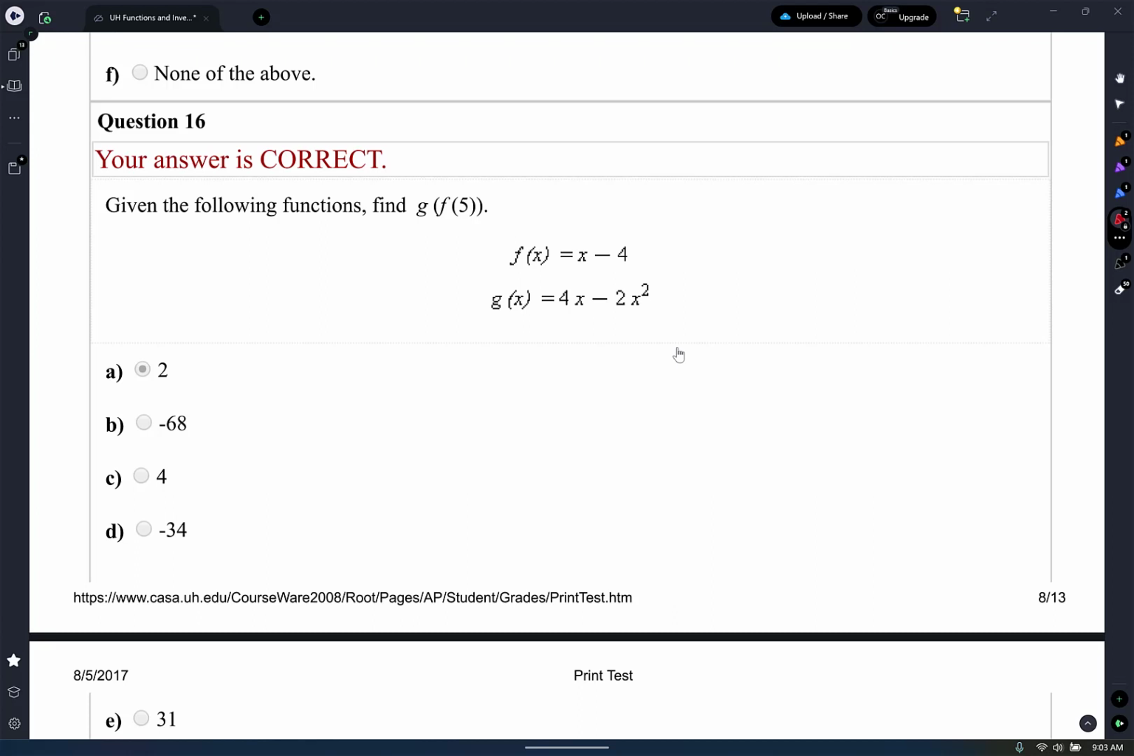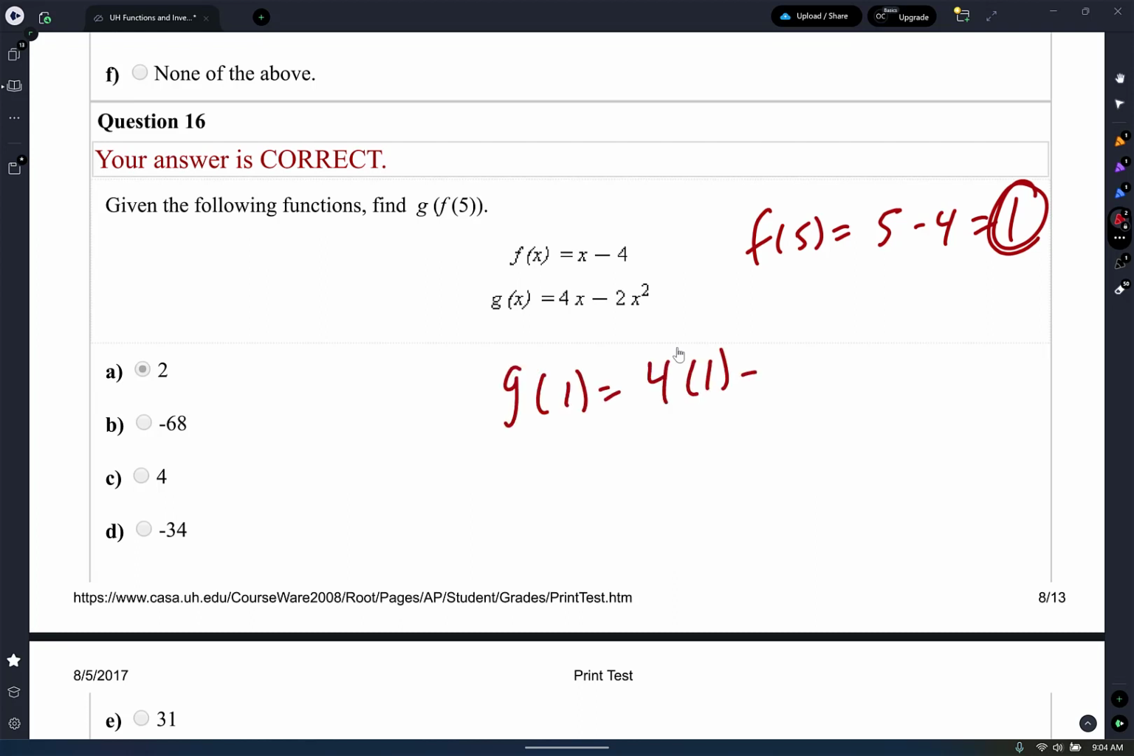It says g composite of f at 5. So evaluate f of 5 first. f of 5 equals 5 minus 4, which is just 1. Whatever that output is, that's going to be the input for g. g of 1 equals 4 times 1 minus 2 times 1 squared. 4 minus 2. So 2.